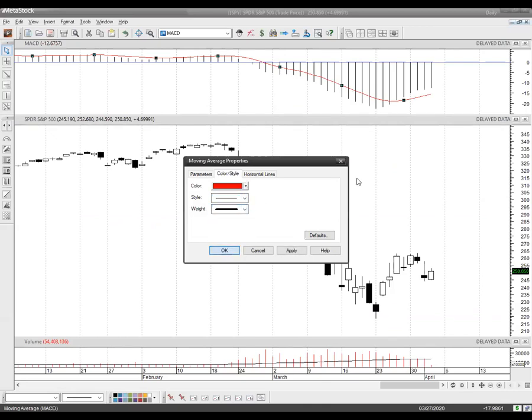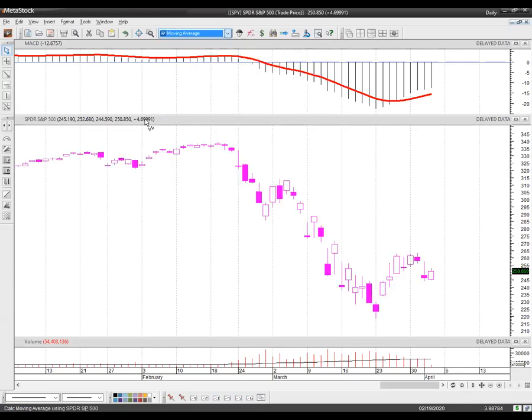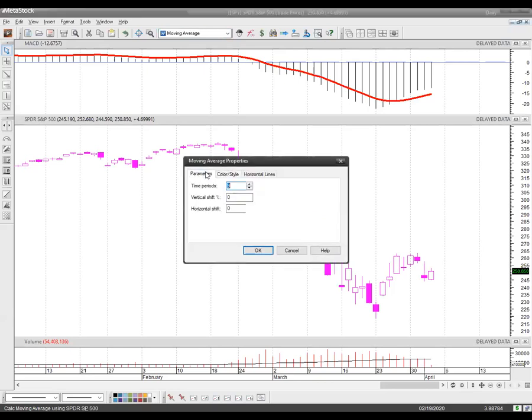I'm going to add a couple of moving averages here. To be really specific about what I'm adding, we're going to do a 12-period and a 26-period exponential moving average. So grab that moving average. I'm going to go over here.